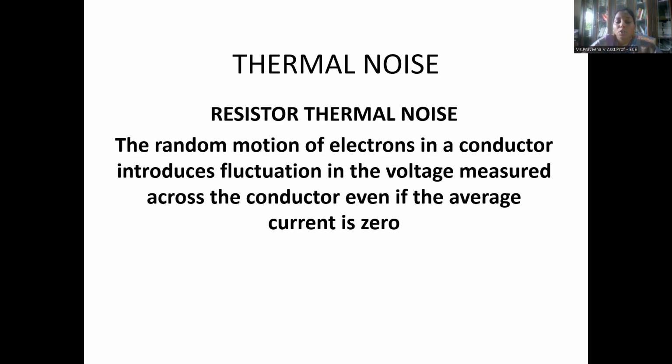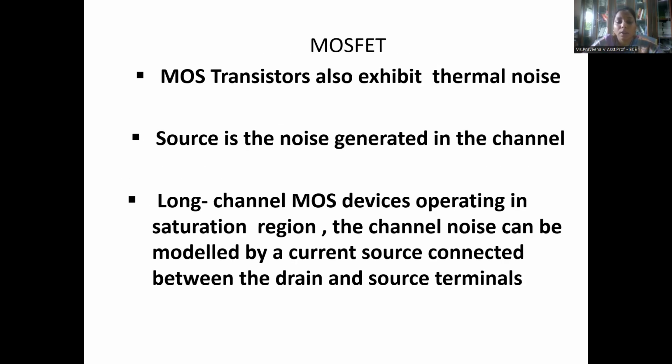It's also called thermal noise. The overview is that due to the thermal energy, there will be some electron movements in the conductor, so that leads to some voltage fluctuations across the resistor. That is known as Johnson-Nyquist noise.